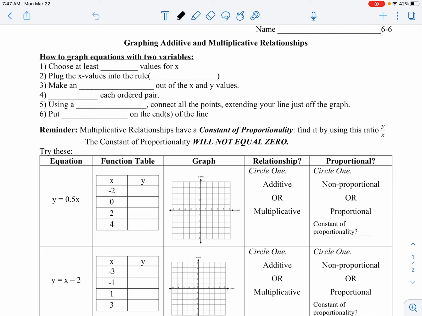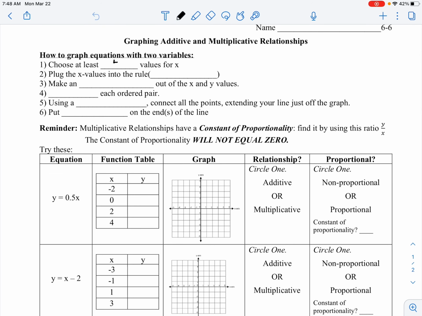Today we are going to be talking about graphing additive and multiplicative relationships. So we've done this a little bit yet, but we're just going to go full on crash course in how we graph these things. Alright, so how to graph an equation with two variables.